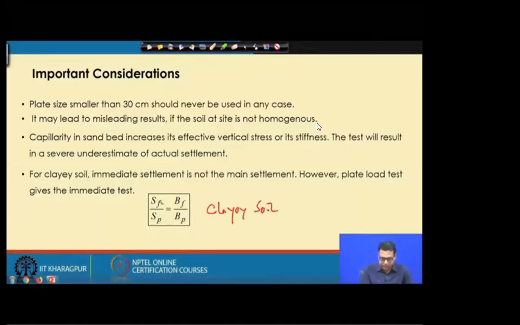Okay. So, this is the settlement of the footing, this is the settlement of the plate, and this is the width of the footing, and the width of the plate. This is applicable for clay soil, though it will give you the immediate settlement.